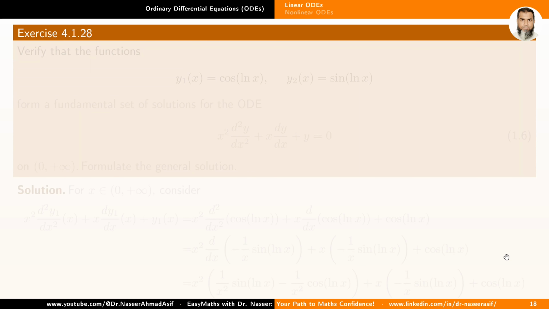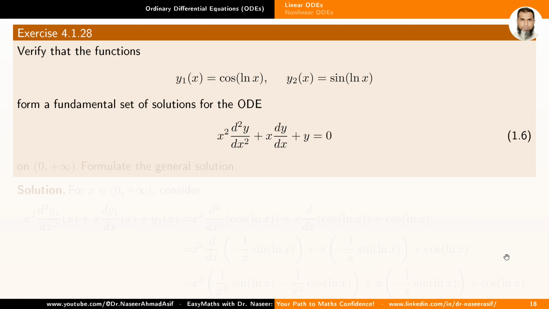We'll see another exercise. Verify that the functions y1 of x equals cosine log x, y2 of x equals sine log x form a fundamental set of solutions for the ODE x squared d2y by dx square plus x dy by dx plus y is equal to 0 on the open interval 0 to plus infinity. Formulate the general solution. We'll see the solution.